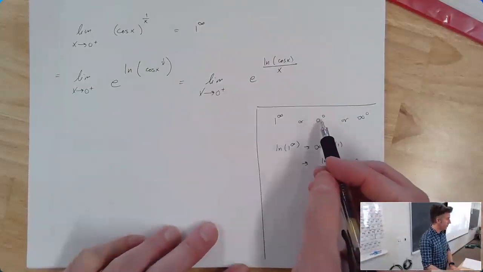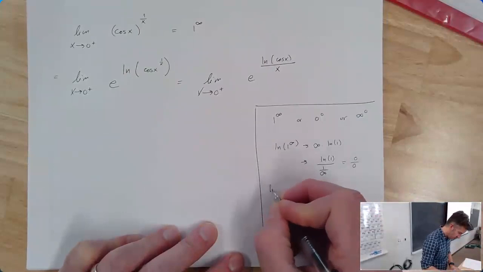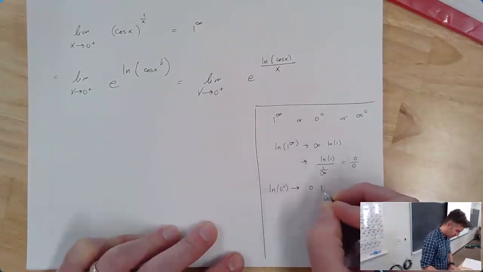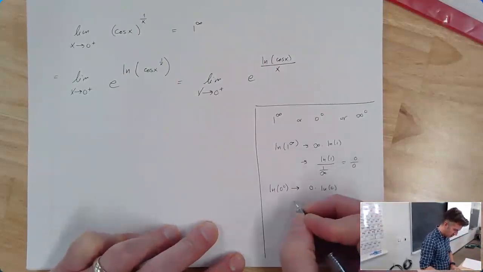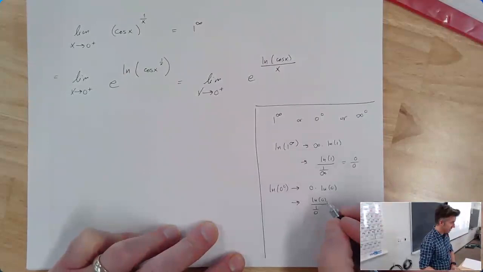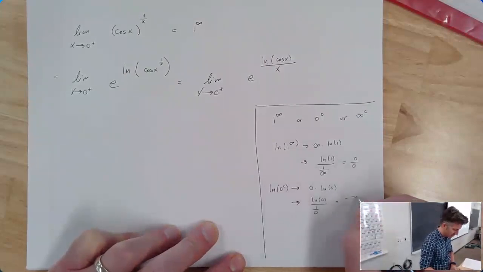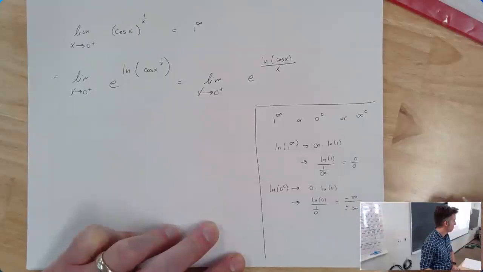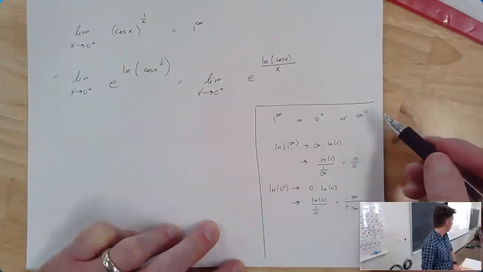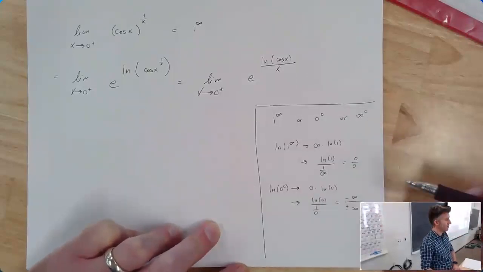And the same is true if you do it for this one as well. You've got the natural log of 0 to the 0, and you bring the 0 down in front, you got 0 times natural log of 0, which is then natural log of 0 over 1 over 0. Natural log of 0 goes to negative infinity, 1 over 0 goes to some sort of infinity. And the same would be true for infinity to the 0. Kind of cool. And these are the only 3 forms that works for.